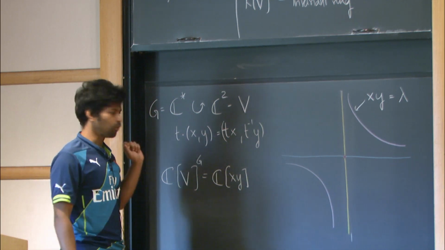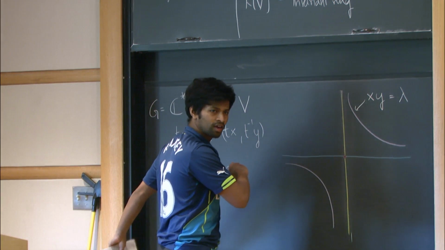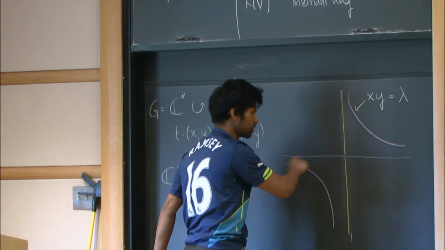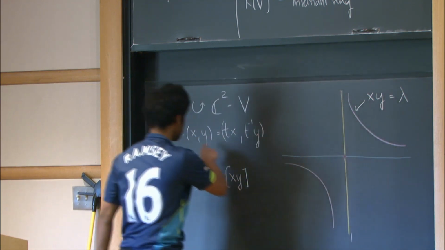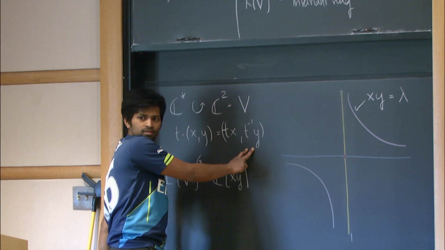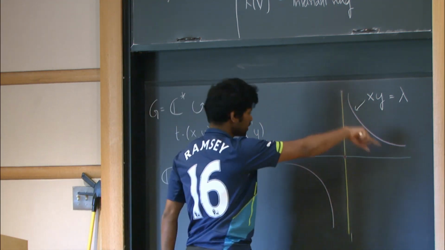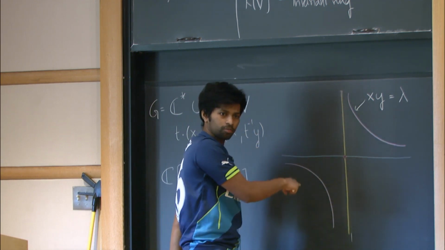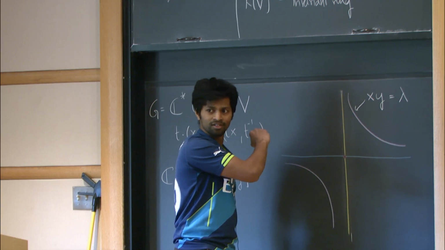What do the orbits look like? Well, I've drawn them out already, and most orbits are going to look like these hyperbolas. So this is a real picture. They're all going to look like hyperbolas because whatever you see in this action, the product of the two coordinates is constant, no matter what group element you act by. So you're going to get these hyperbolas. They're all going to be orbits, and hyperbolas are closed because they're given by a polynomial equation.